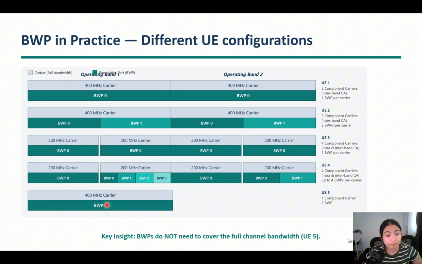Now UE5 illustrates a crucial point. So it does not use the full carrier bandwidth. Thus, the key insight from this figure is that the UE does not need to use the full bandwidth part that is possible. It can be allocated a smaller bandwidth part, perhaps because the UE doesn't have that much RF capability, or because it only needs a narrow band service. Thus, this is the key to serving different device types with the same 5G carrier.